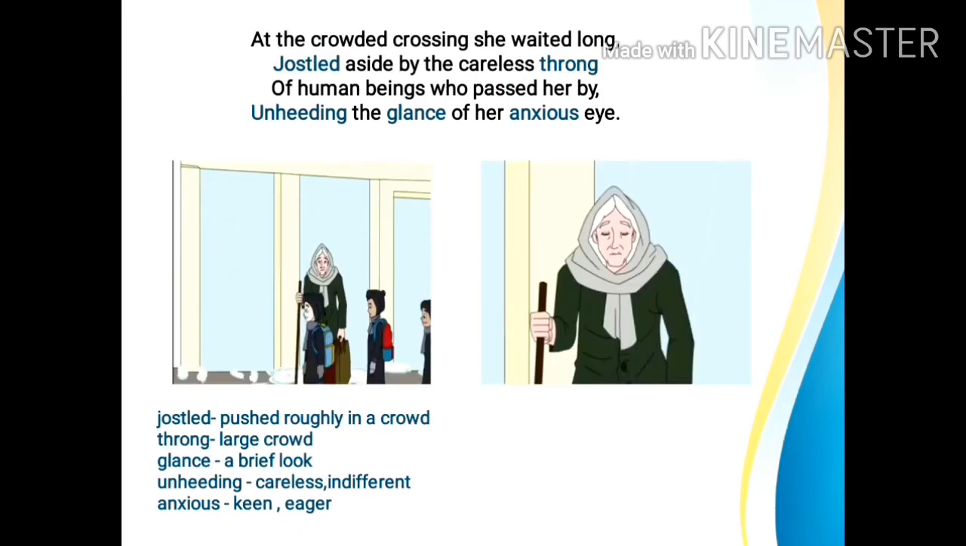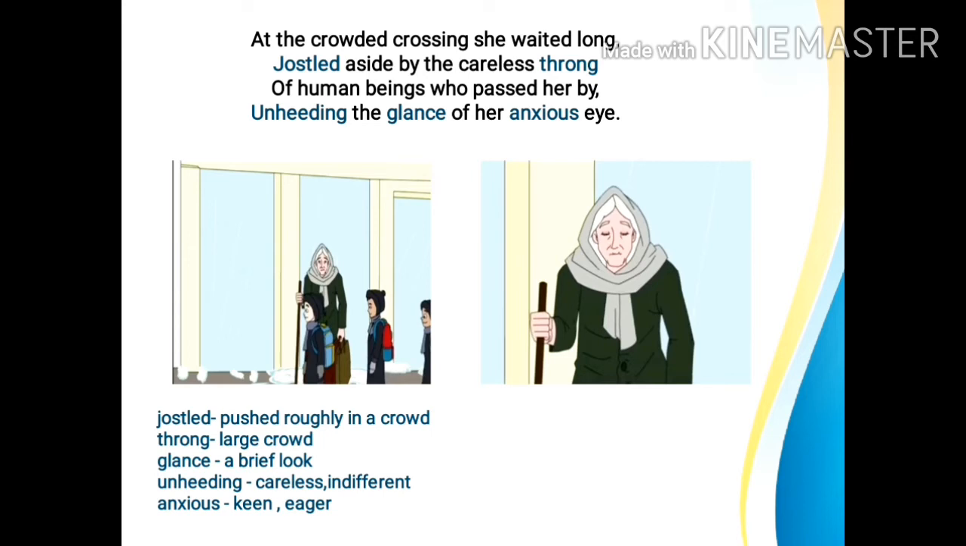And the crowded crossing she waited along, jostled aside by the careless throng of human beings who passed her by, unheeding the glance of her anxious eye. Here jostled means push roughly in a crowd. Throng means large crowd. Glance, a brief look. Unheeding, careless or indifferent to others.